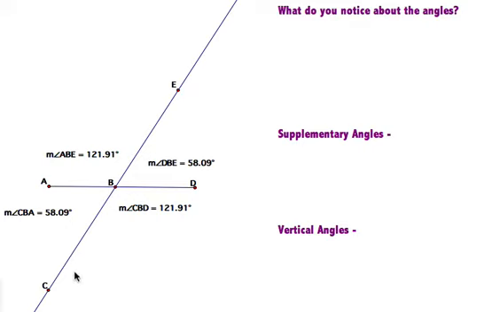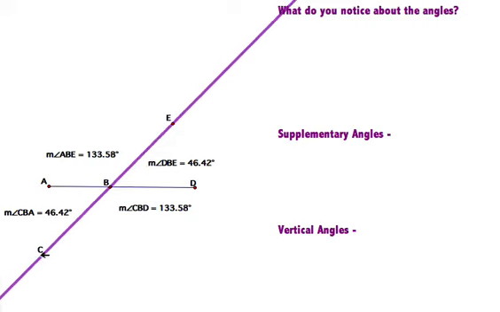Here's some more types of angles. So I'm going to take this C right here and move it around. Notice, remember what this is called? This is called intersecting lines. They're intersecting at B, right? And it creates 4 angles.